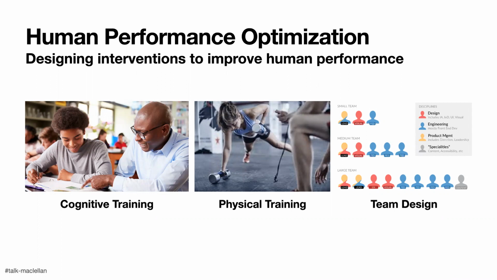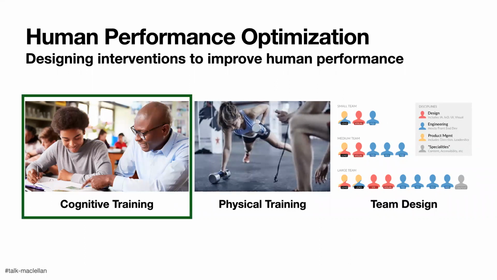So it could be things like cognitive training, it could be things like physical training, and it could even be things like social aspects, like how we construct teams in order to optimize the performance of the members on that team. But for today's talk, we're going to be talking about cognitive training interventions. And in particular, I've been doing a lot of work focusing on understanding intelligent tutoring system-based interventions.